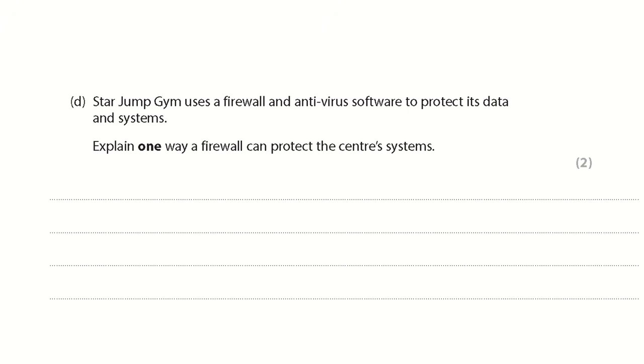Our next question, we've got Star Jump Gym still. They're using a firewall and antivirus to protect their data. We've been asked to explain one way that a firewall can protect systems data. It's 2 marks, explain. It's a simple point plus expansion again.